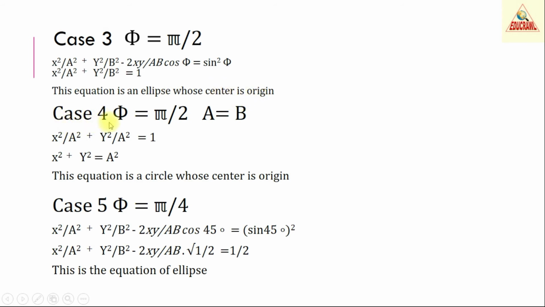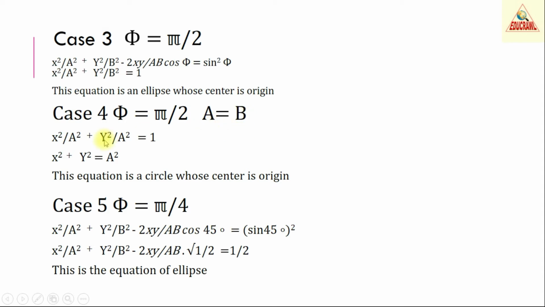Case 4. In case 4, phi is equal to pi by 2 and the condition is a is equal to b. So when phi is equal to pi by 2, we will get the same expression, x squared by a squared plus y squared by b squared is equal to 1. Here once again you have to substitute a is equal to b.